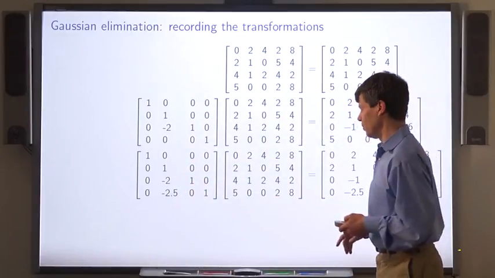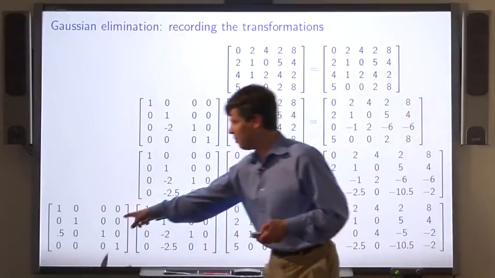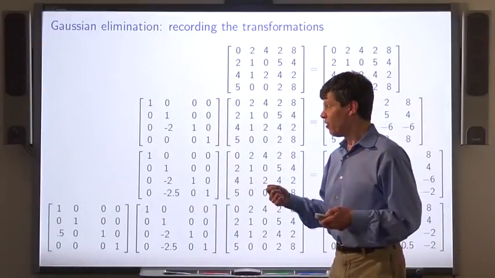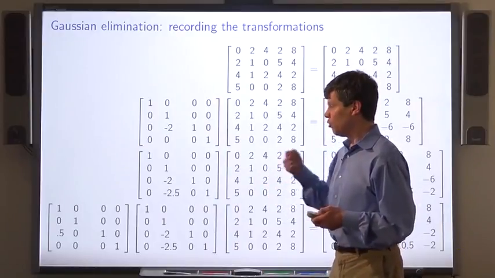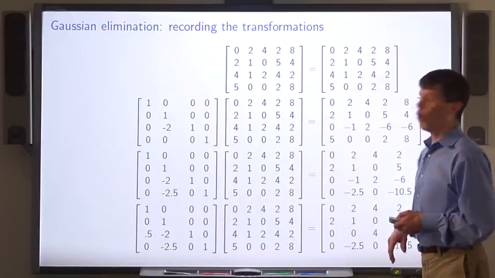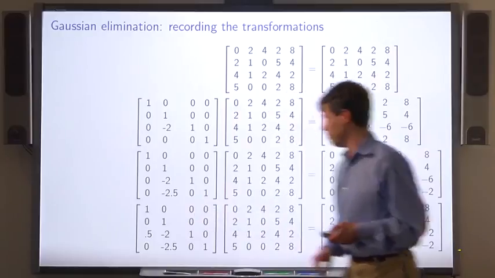Now we can continue. We carry out another transformation represented by this matrix in which we add half the first row to the third row. And this is what we get. We again reduce the number of matrices here by combining them.